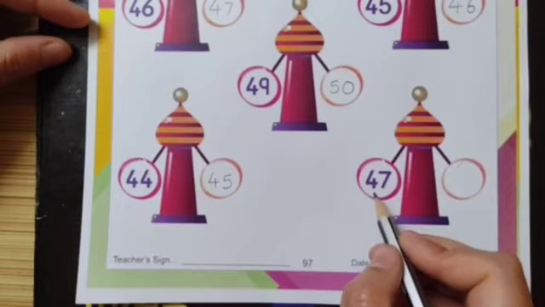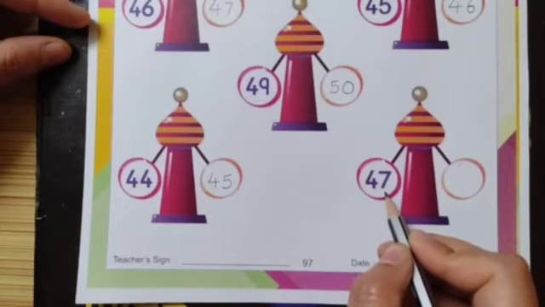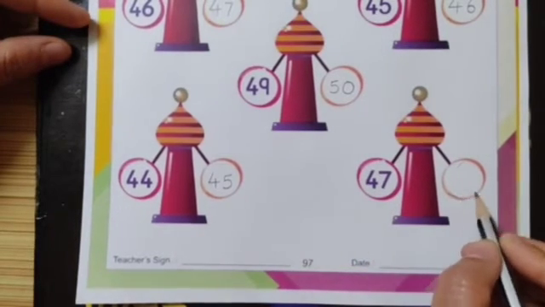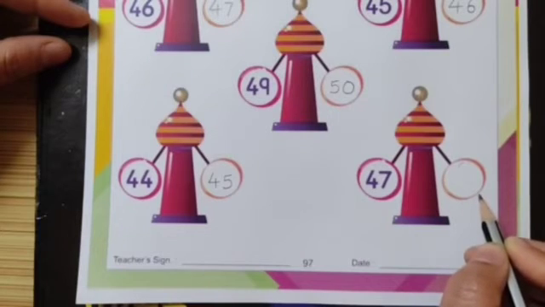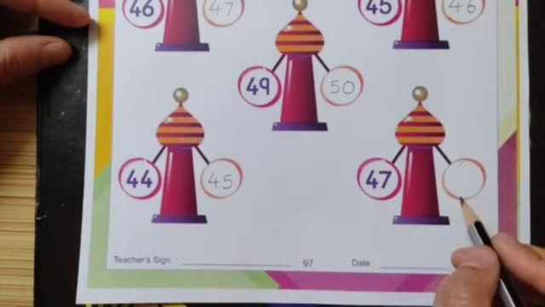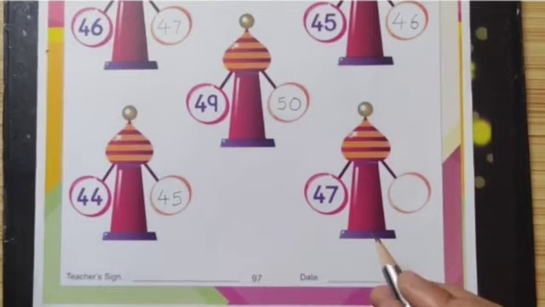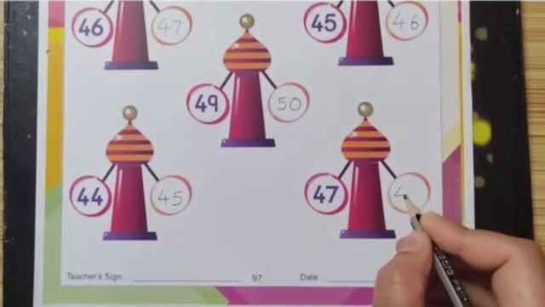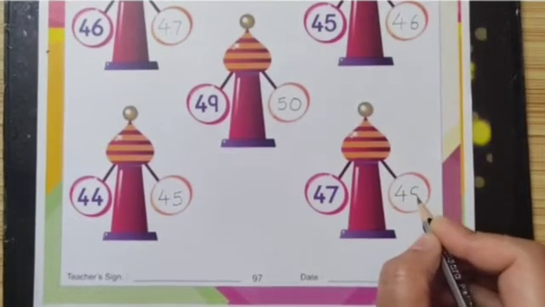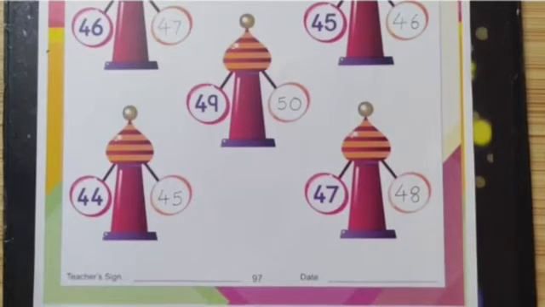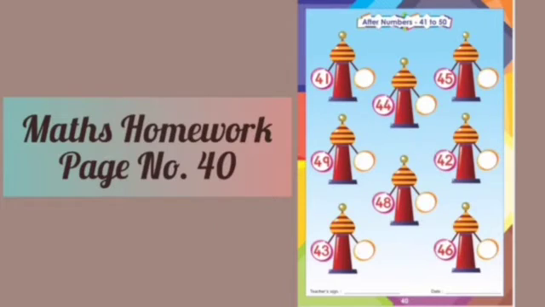Now next number is 47. After 47, we will write here which number? Yes, 48. Kids, you have to write after numbers in your maths homework, page number 40. Now kids, let's do an exercise of between numbers in our workbook.